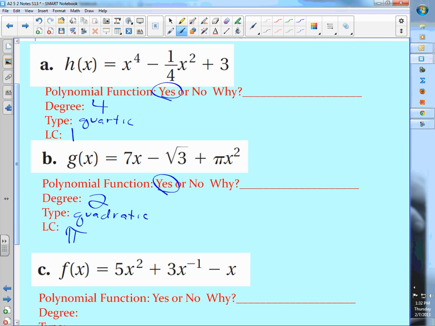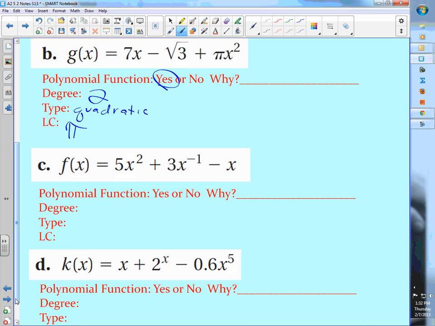All right? How about C? Polynomial function? No. Why not? Because the coefficients are all real, but one exponent is negative. So it's not a whole number. This is not a whole number. Therefore, this is a big fat no. Okay, why? Negative exponent.